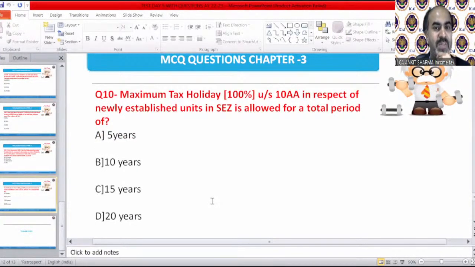Question number 10, maximum tax holiday 100% under section 10AA in respect of newly established units in SEZ allowed for a total period of, the correct answer is 15 years. You can claim deduction for 15 years in a special economic zone. Question number 10, correct answer is C. Sorry, the correct answer is A, 100% tax holiday. Total is for 15 years, that is 100%, 50% and 50%. So if somebody is asking what 100% tax holiday can be claimed under section 10AA, the correct answer is, of course, option A, and that is 5 years. So you can claim deduction up to 5 years of 100% of profit.